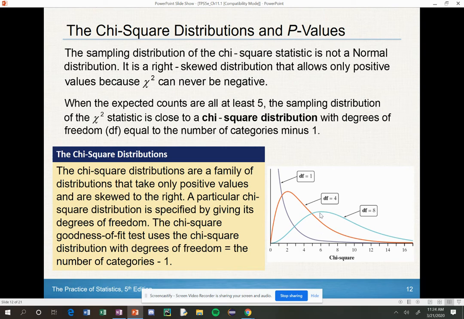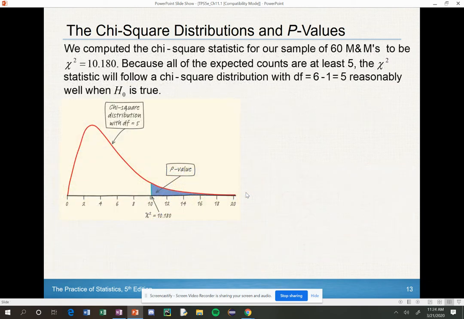the apex of the curve is. This is degrees of freedom 4. So if you go 4 minus 2 is 2, notice the highest peak in here is at 2. So let's go to the next slide and see our graph in here. So notice this is the graph of our M&M example, and we know our degrees of freedom is 5.